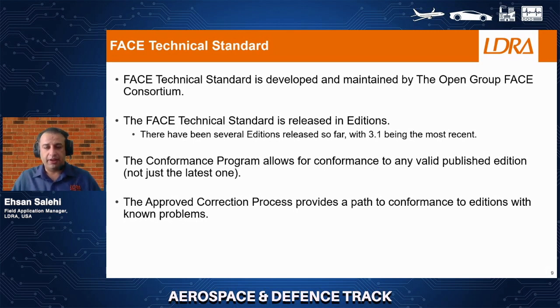Basically, if a supplier finds a problem with the FACE technical standard, they submit a problem report, and any updates to the problem report that result in changes to the FACE technical standard are called approved corrections.